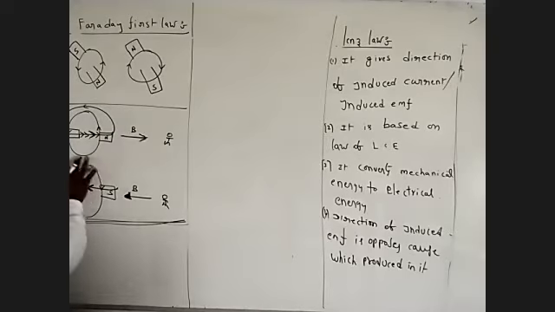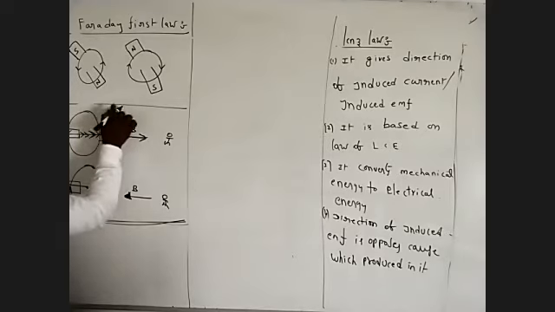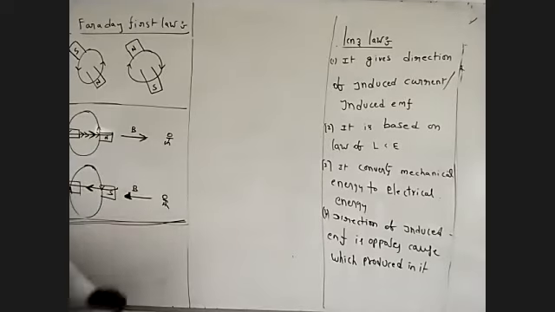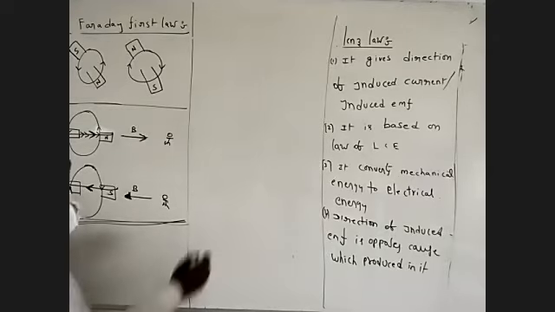Now we don't want the outside, but we want the inside. This is the outside magnetic field. We don't want it; we want the inside magnetic field lines. This is a basic point. Now I'm going to explain Faraday's first law.